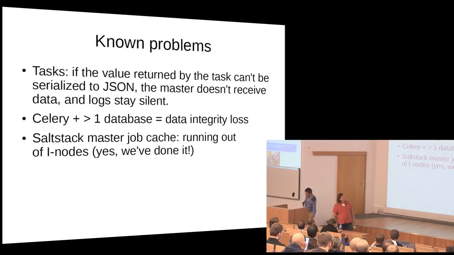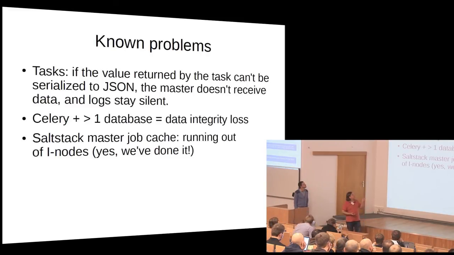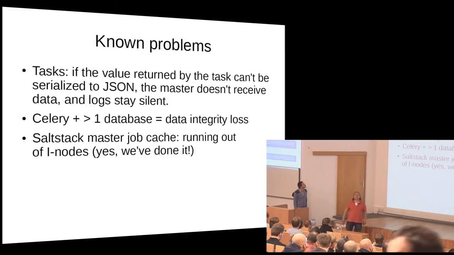I have to tell you we experienced some problems, unfortunately. The first problem is our project specific. If the value returned by the task can't be serialized to JSON, we don't get any response. So we are confused, we don't know what happens. So it's very important to prepare the answer in JSON, even a single non-word can break it.